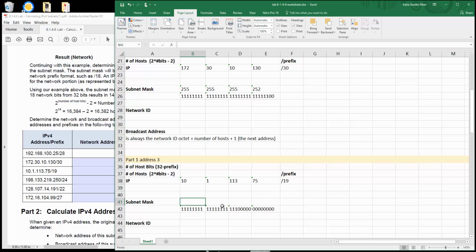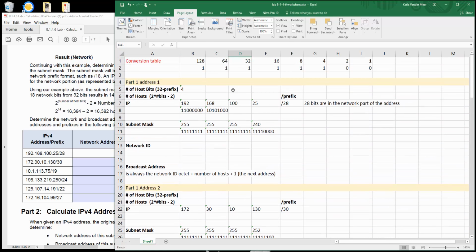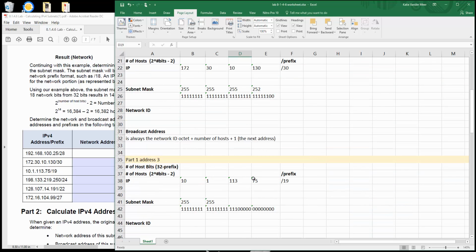19. So this is 255.255. No, this one isn't 255. It's 1, 2, 3, so we're going to just do the first 3. Going back up to my conversion table, I just highlight those, and Excel does this little total down here for me, so that's 224. So /19 subnet mask is 255.255.224, and then there are zeros here, so that's all zeros there.